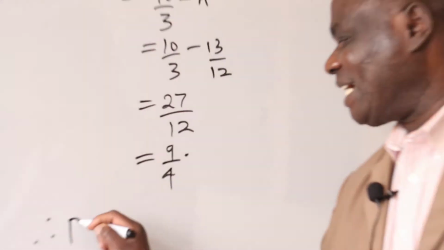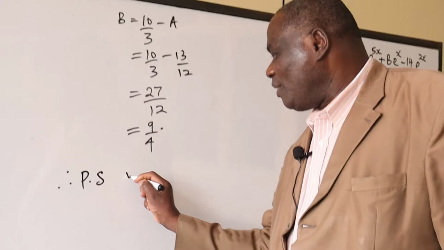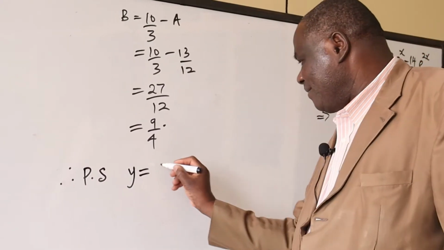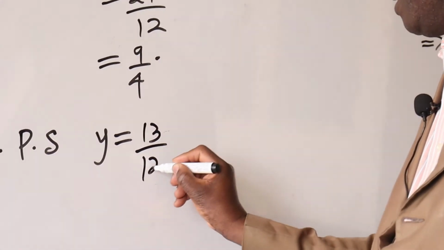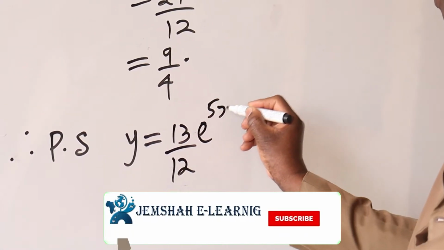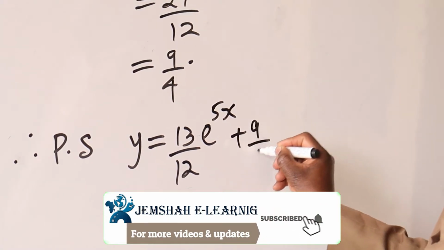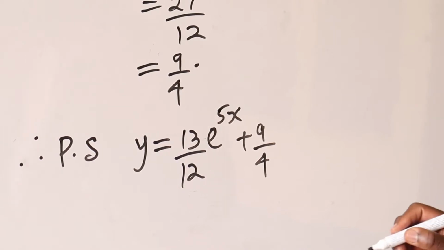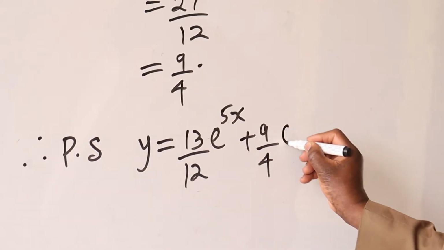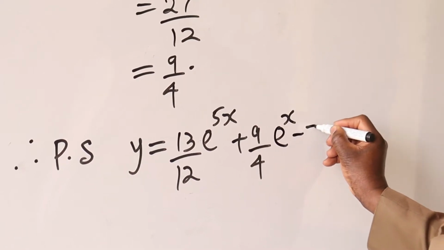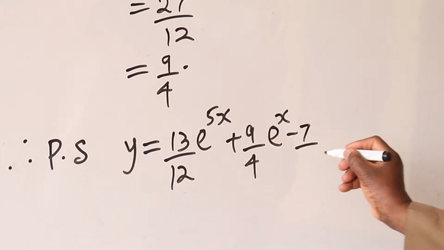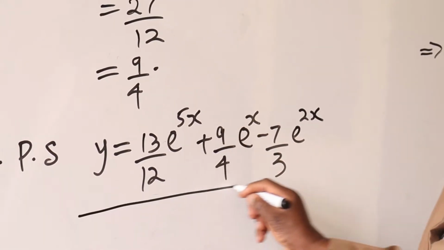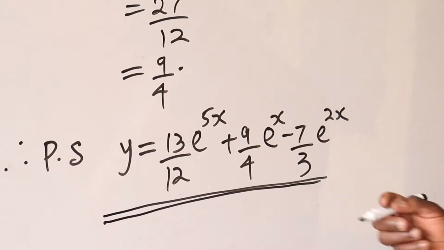Therefore, our particular solution, y will now be equal to a, 13 over 12, exponential 5x, plus b, 9 all over 4, a power x, then minus 7 all over 3 exponential 2x. And that is the particular solution to that differential equation.